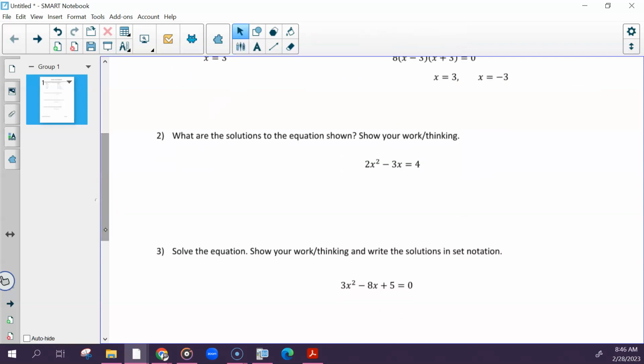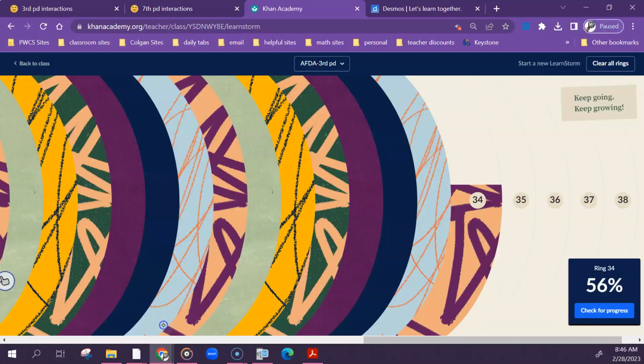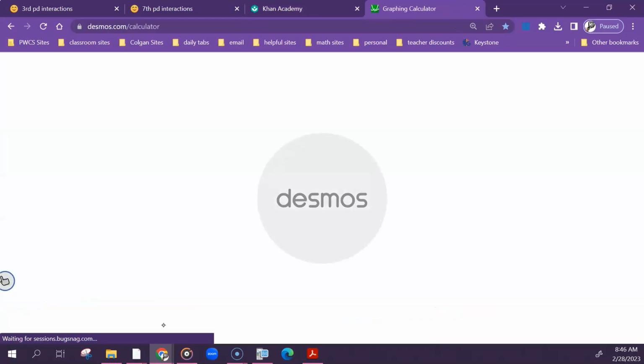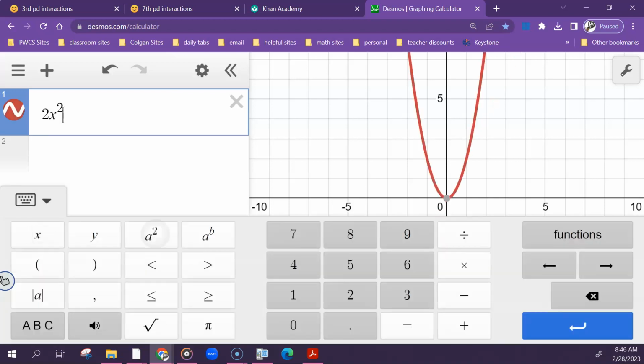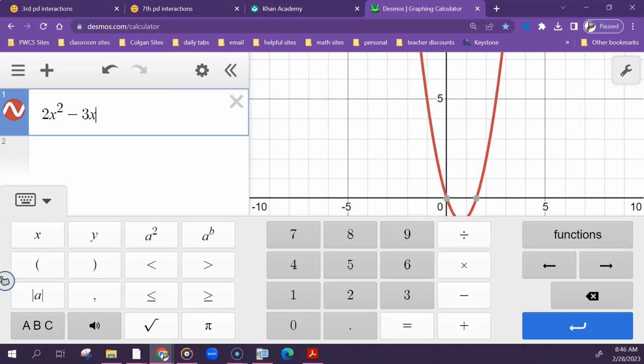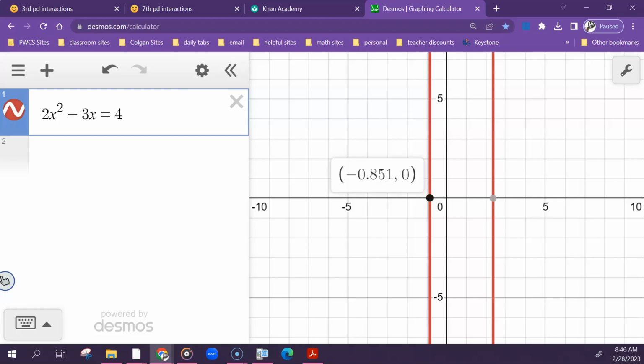Right. For all of the others, you can put those into Desmos. So I'm going to show you how to do that. So if I put that in, it'll give me my 2 solutions, and you would just write those down. So x equals, and then your curly brackets, negative 0.851 and 2.351.